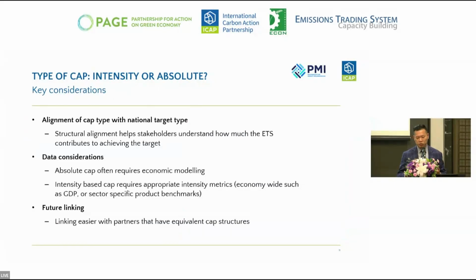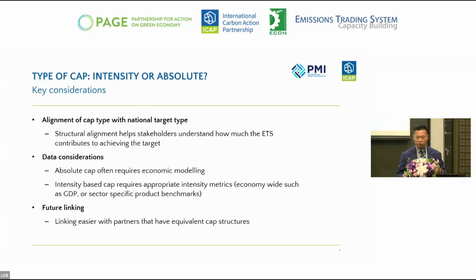And how do we choose between these two? We need to align with the national target. In the EU, for example, the EU NDC says it will reduce every year as the whole EU, so the ETS should also have this absolute reduction. But China, for example, hasn't peaked yet. China says we will peak before 2030 and we don't know the peak number. So that's also why the China ETS doesn't have an absolute number as a cap.